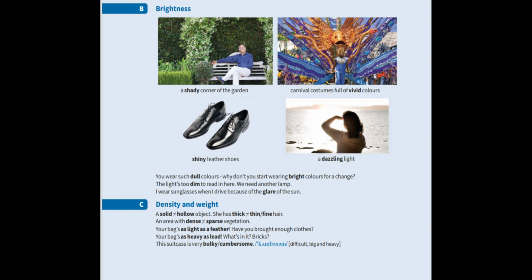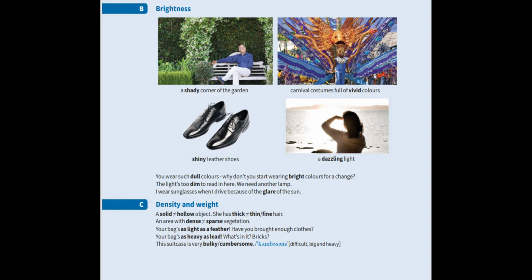B. Brightness. A shady place is protected from direct sunlight. For example, someone may sit in a shady corner of the garden. Vivid colors are extremely bright and strong. Carnival costumes are often full of vivid colors. Something shiny reflects light from its surface. A pair of polished leather shoes may look shiny.